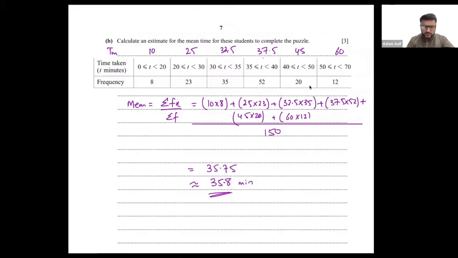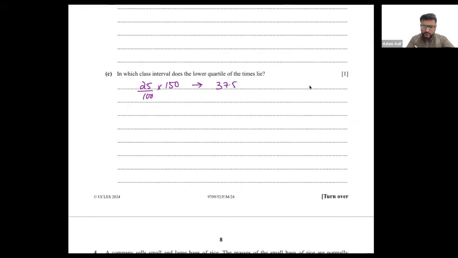Over here, 37.5th observation means 37th and the 38th observation. Okay, so 8 plus 23, that's 31. And this is 35. So 37th and the 38th observation will lie over in this interval. So this is the class interval where your lower quartile is going to lie. So t greater than or equal to 30, less than or equal to 35 is the required class interval.